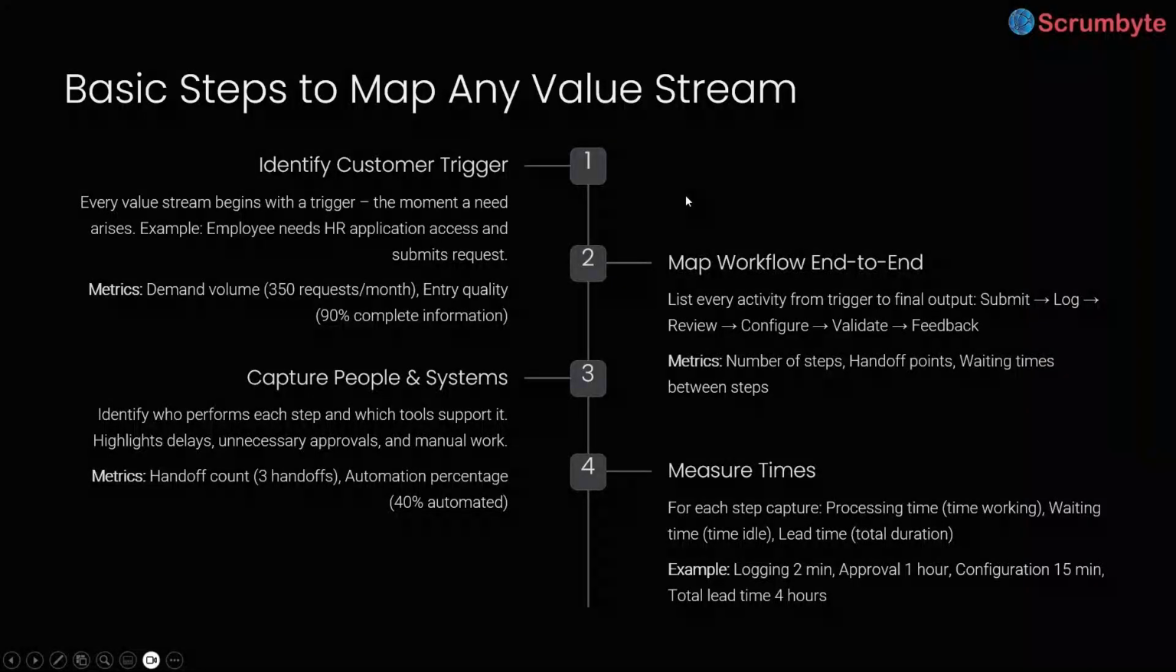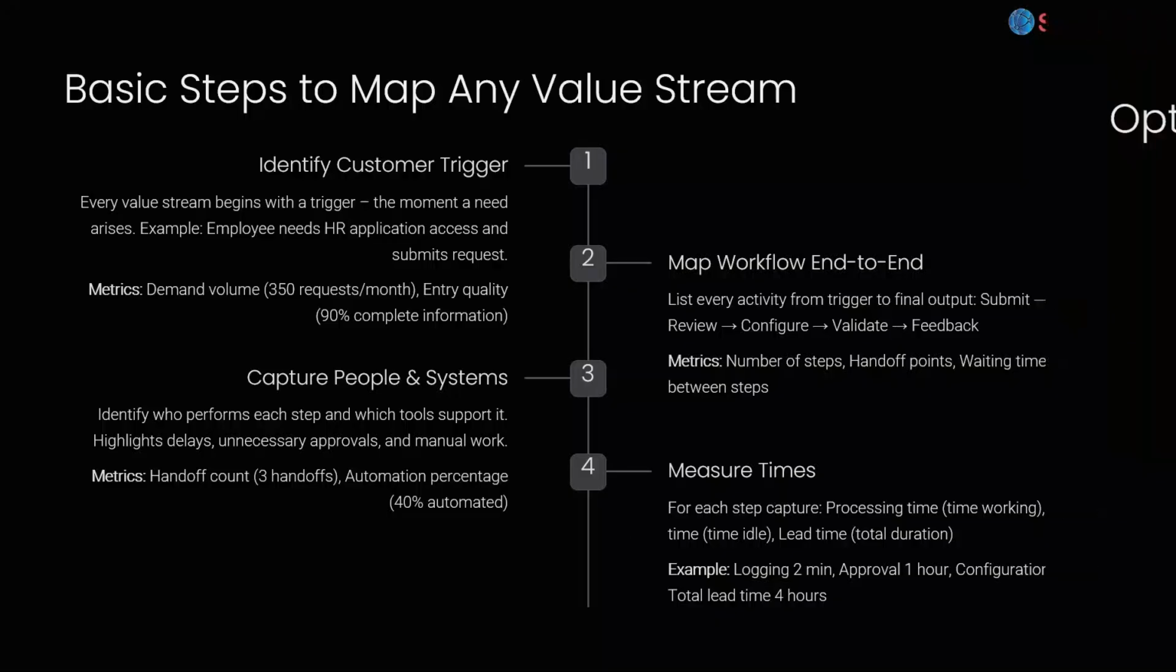So these are the 4 steps that you can reduce it into: identifying the customer trigger, mapping the workflow end to end, capturing the people and systems, that is, you are actually saying which person needs to perform what task and which department or which area they belong to, and ultimately you are measuring times. What is the processing time, finding the metrics, etc. So these are the basic steps to map any kind of value stream. So now the question is, how do you actually create a value stream? So let's look at that.